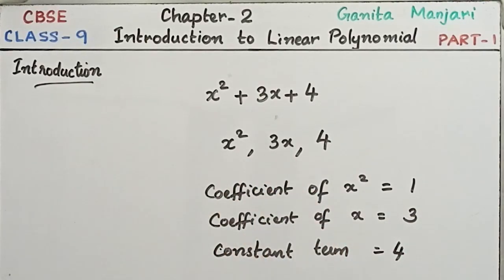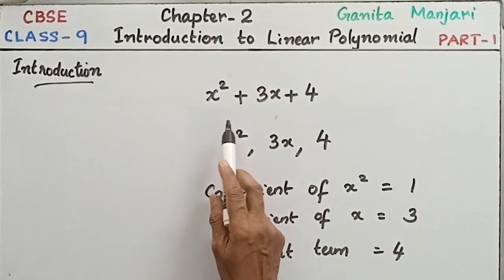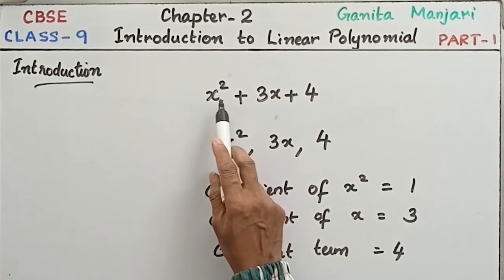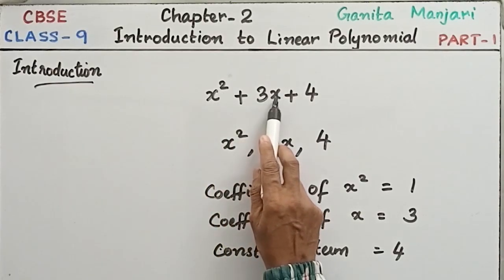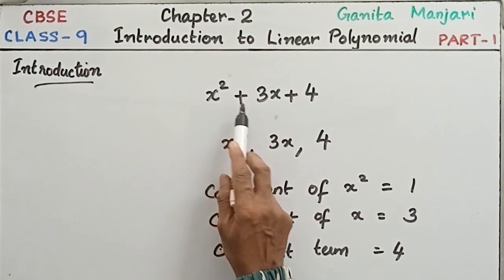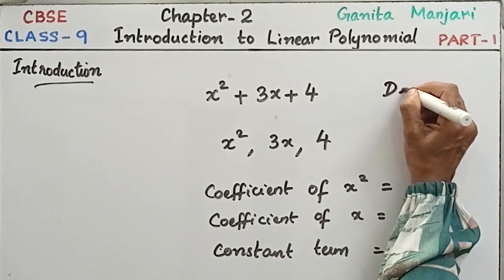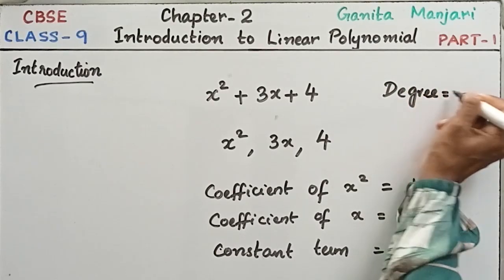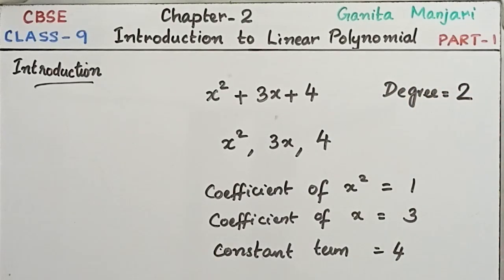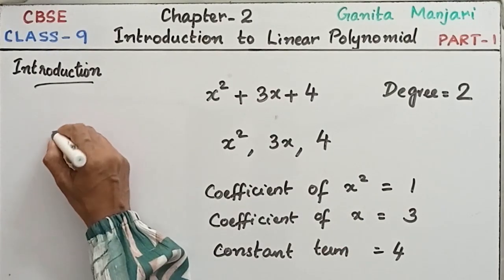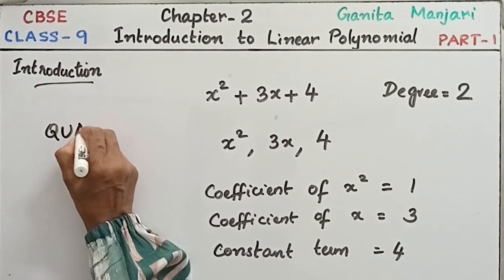And this type of polynomial, look at the expression. Here the power of x is 2. Here the power of x is 1. And the highest power is the degree of the polynomial. So here the degree of this polynomial is 2. In the previous cases the degree was 1, so it is called a linear polynomial. But here the degree is 2, so it is called a quadratic polynomial.